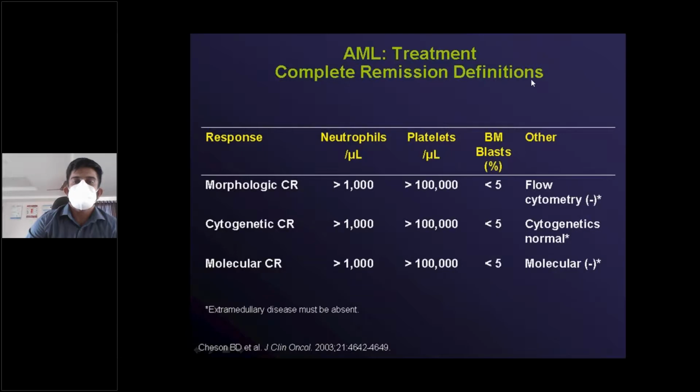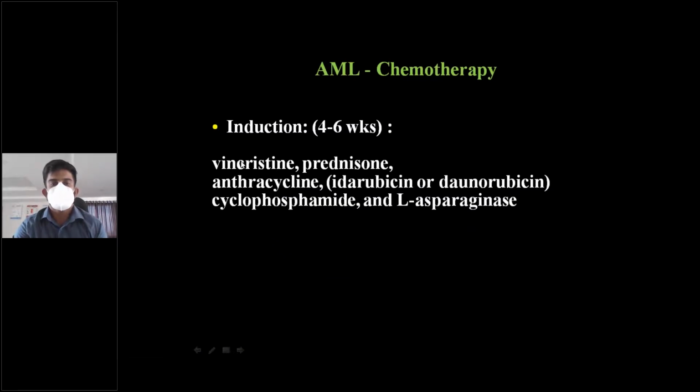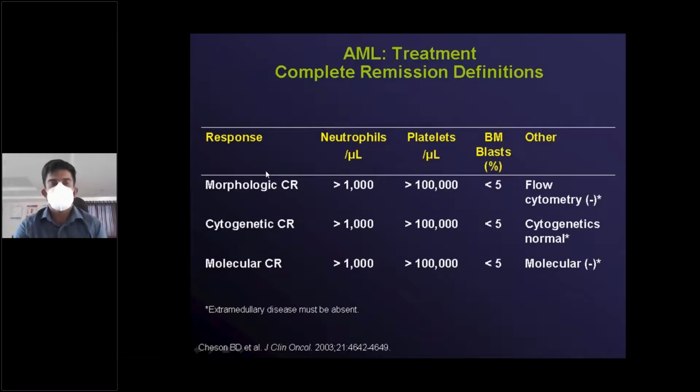So what does complete remission mean in case of AML treatment? When you give the patient an induction, you give the patient certain drugs, and then you wait for a response. You look for morphologic, cytogenetic, or molecular response. Complete remission is when there are greater than 1,000 neutrophils in the blood, and the platelets are also greater than 1 lakh, but the blast cells are less than 5%, flow cytometry is negative, cytogenetics are normal, molecular genetics are normal, and extramedullary disease should be absent. So this is the definition of complete remission: greater than 1,000 neutrophils per microliter, greater than 1 lakh platelets per microliter, blast cells in bone marrow less than 5%, and flow cytometry, cytogenetics, and molecular genetics all normal.